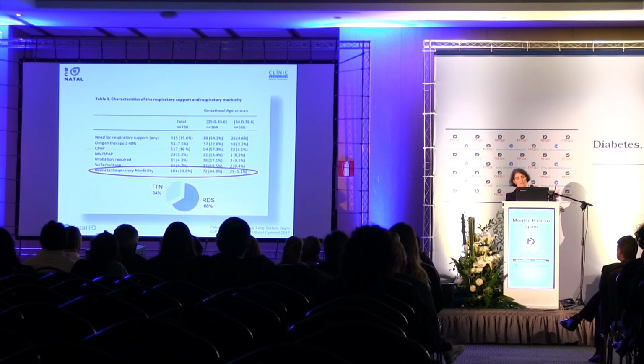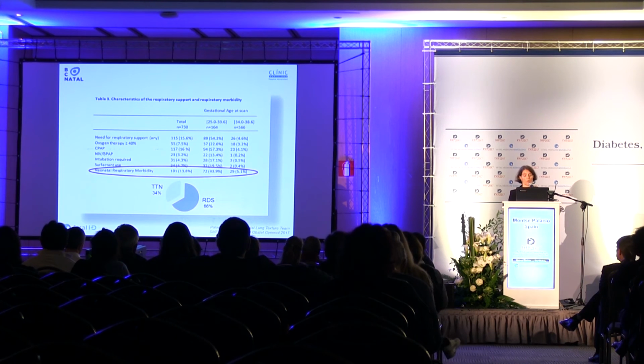And we ended up with a percentage of neonatal respiratory morbidity of about 13%. And you can see in the slide that in the group of late preterm, as expected again, the percentage of respiratory morbidity was around 5%, which is what has been published everywhere. Taking the whole group, we had a quite high prevalence of RDS, 66%, and 1/3 was transient tachypnea.